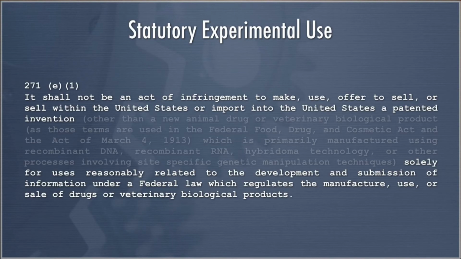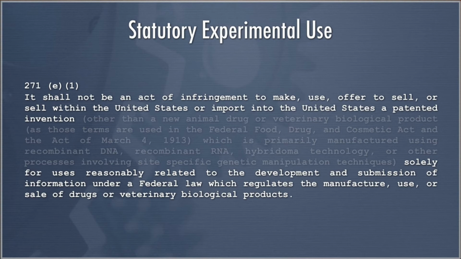Right? 271(e)(1) says, it shall not be an act of infringement to make, use, offer to sell, or sell within the United States or import into the United States a patented invention, and then you can skip the parenthetical, which deals with a very particular type of technology, solely for uses reasonably related to the development and submission of information under a federal law which regulates the manufacture, use, or sale of drugs or veterinary biological products. All right? So this is a very specific statutory exception to infringement.